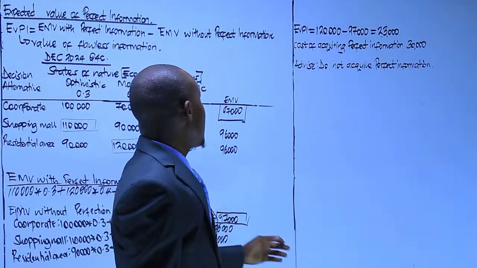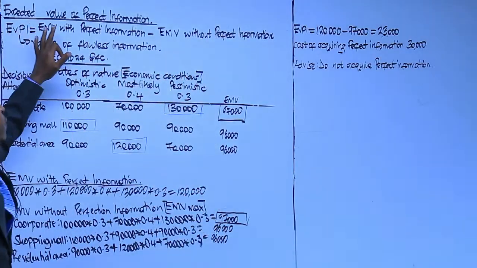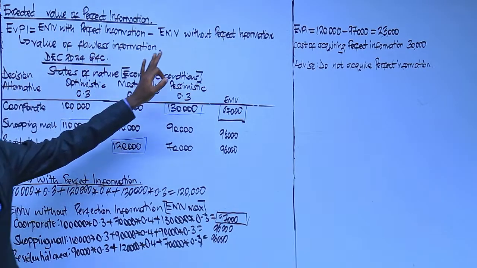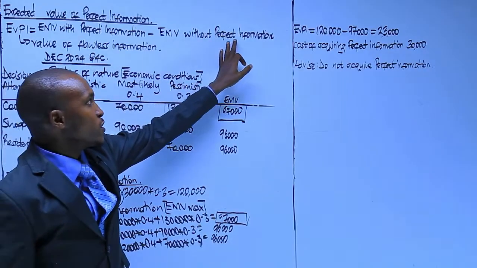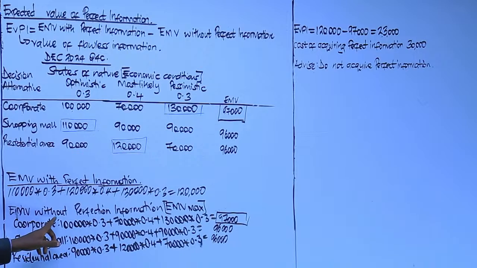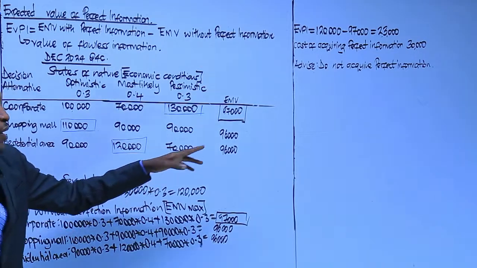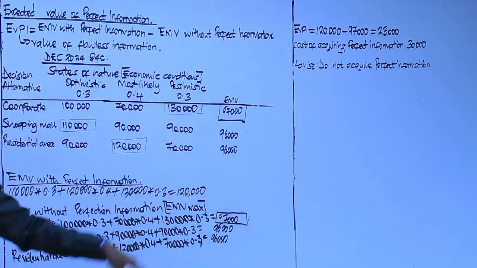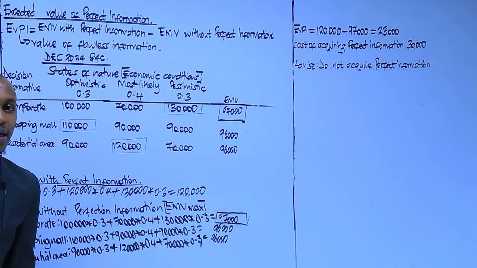That is how you deal with expected value of perfect information, but using what? Payoff table. Using payoff what? Table. So remember, it is simply the difference between expected monetary value with perfect information minus expected monetary value without perfect information. And for the expected monetary value without perfect information, you must determine your EMV, expected monetary value, then the maximum. I hope that is clear.